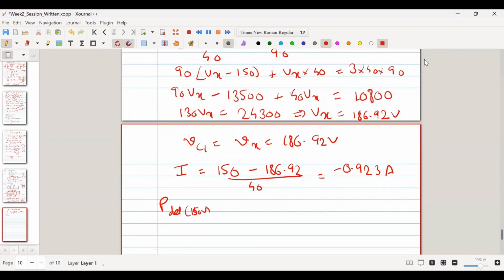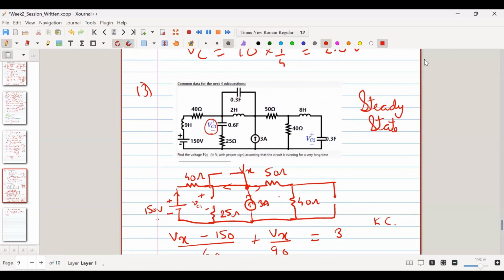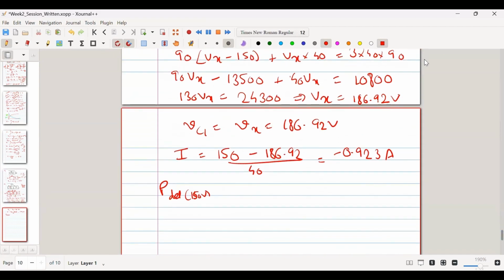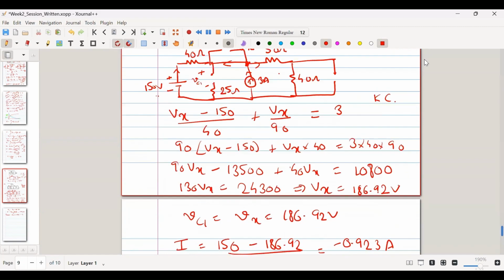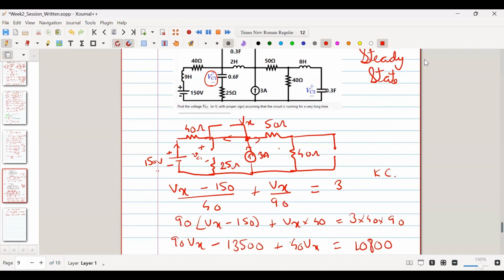Now, can you tell me what is the power delivered by my 150 volt voltage source? 150 into this much current, the I1 current. So it will be 150 into minus 0.923, which is minus 138.45. It is absorbing power. So what I did is I assumed that my voltage source is delivering power, and from my calculations, I found out that it is not delivering power, it is absorbing power.